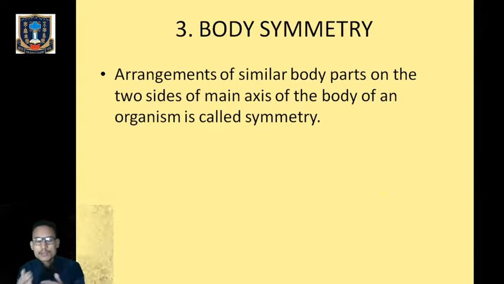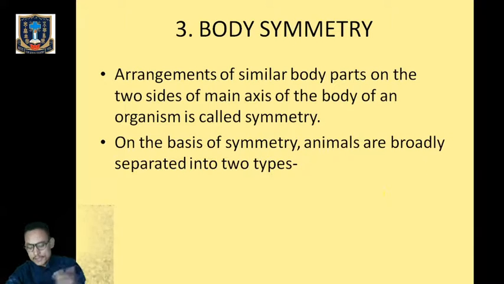This is mainly called symmetry, because there are certain animals that, when we cut them into two equal parts, can be divided into two equal parts with similar body parts, while others cannot be divided into two equal halves. That we are going to learn. So remember, symmetry means the arrangement of similar body parts on the two sides of the main axis of the body of an organism, simply a human being. If we cut it along the main axis, we can divide ourselves into two equal halves with equal body parts, and that is called symmetry.